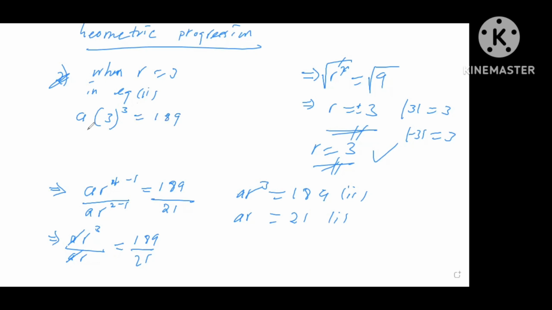So you can simplify that one. What is 3 to power 3? 3 times 3 times 3 is 27. So 27a is equal to 189. Then to find the value of a, we're going to divide through by 27, right? Are we together? Yes, we are together, sir. So you can cancel out, then there you remain with A. So A is equal to what is 189 over 27?